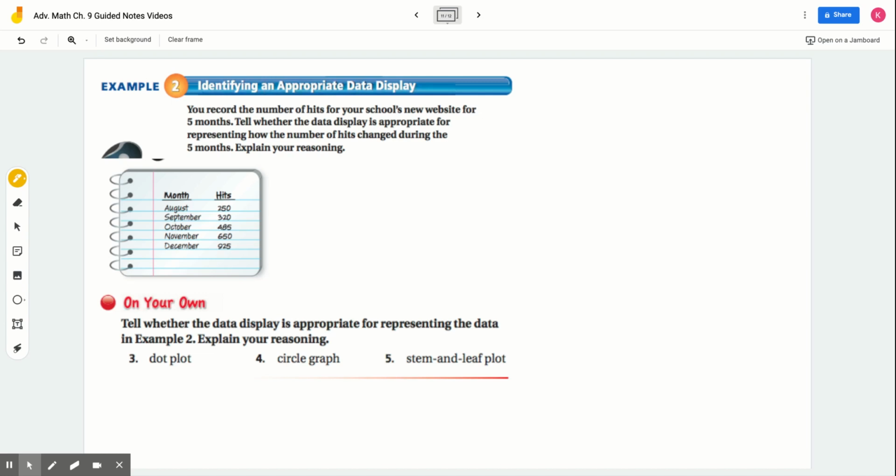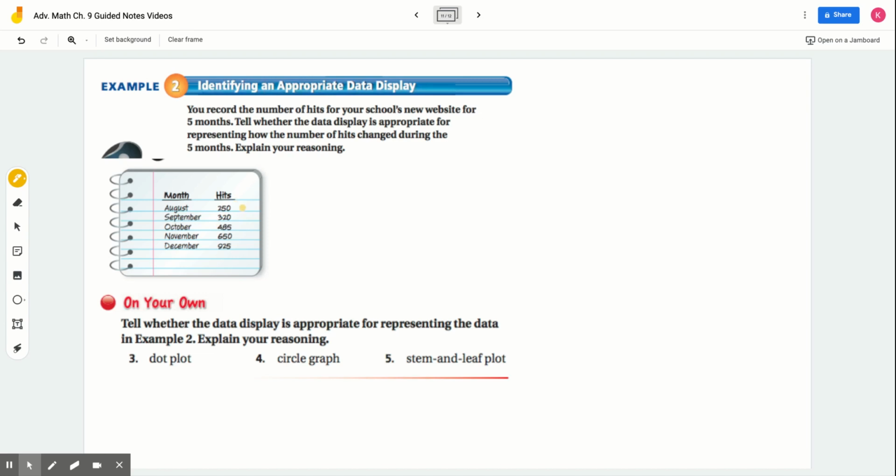Tell whether the data display is appropriate for representing how the number of hits changed during the 5 months, and explain. So we're asking ourselves, would a dot plot be appropriate, or a circle graph, or a stem and leaf plot? And why or why not? So first of all, a dot plot, remember number lines.